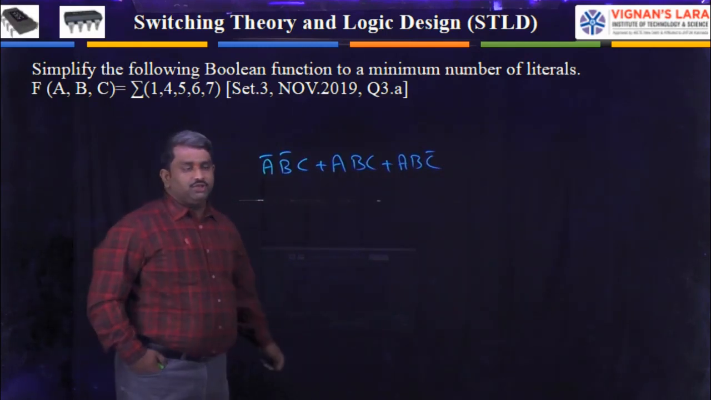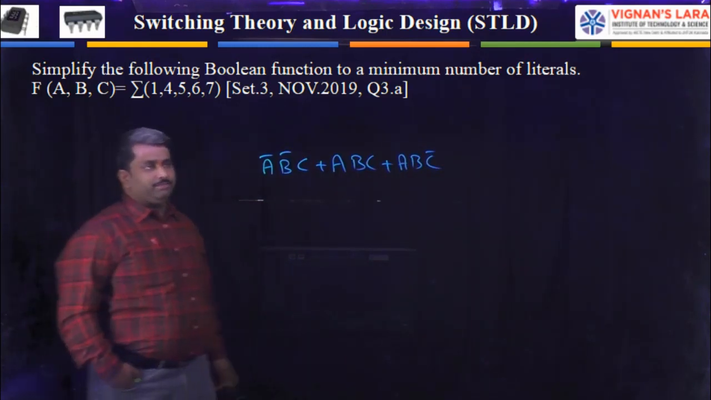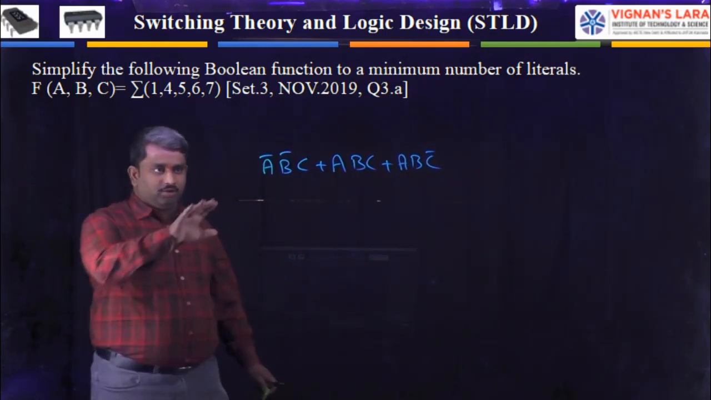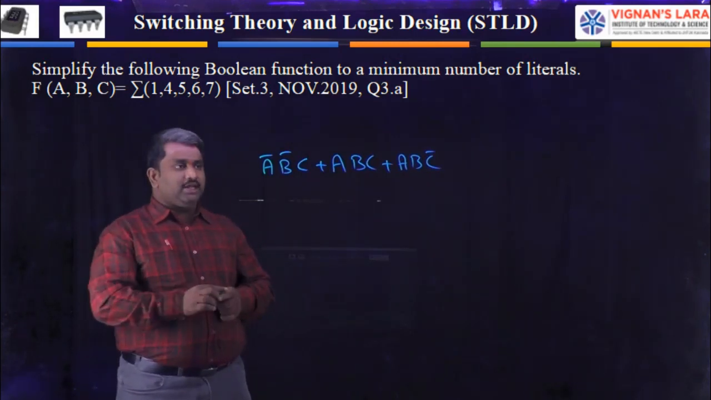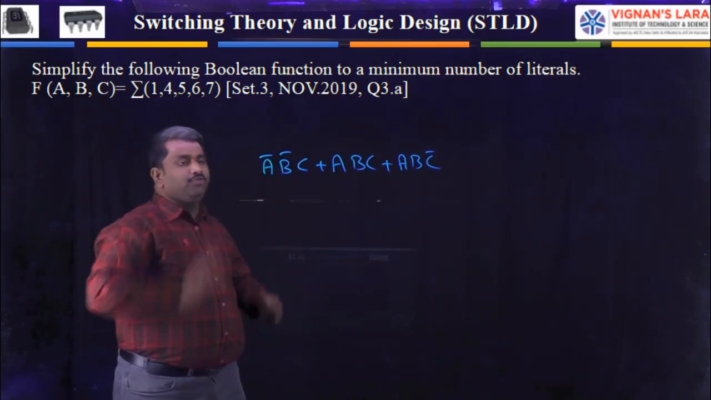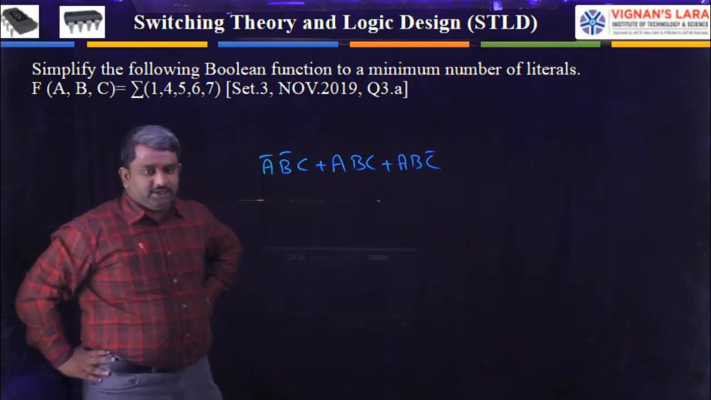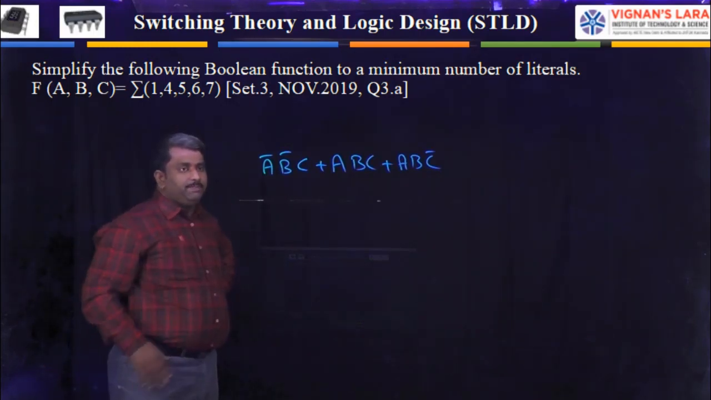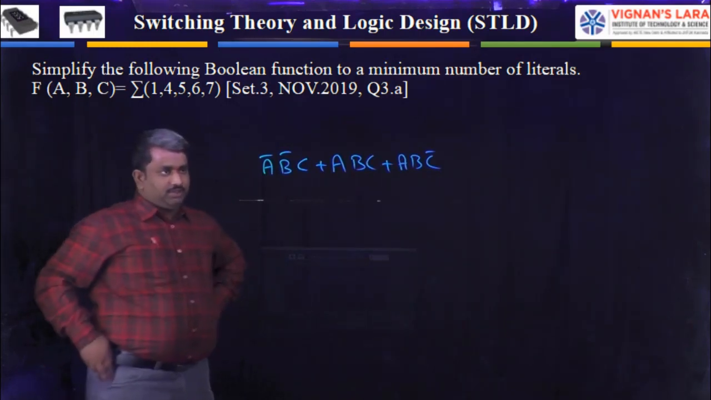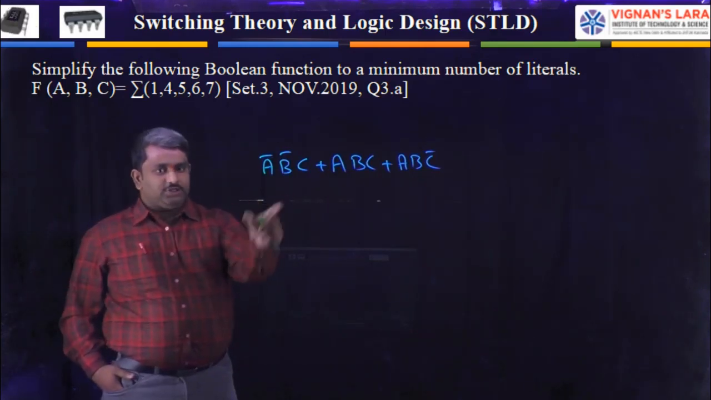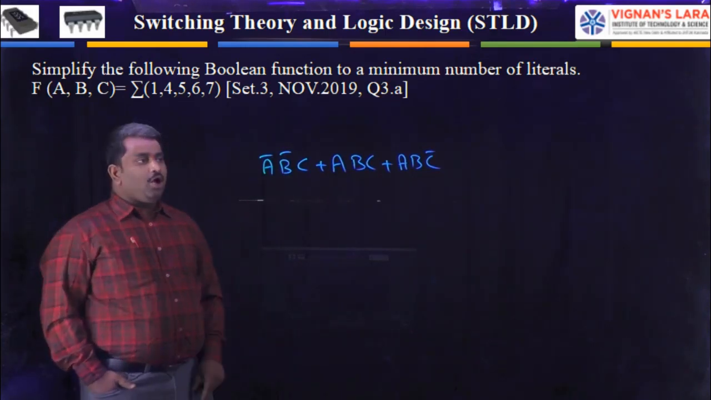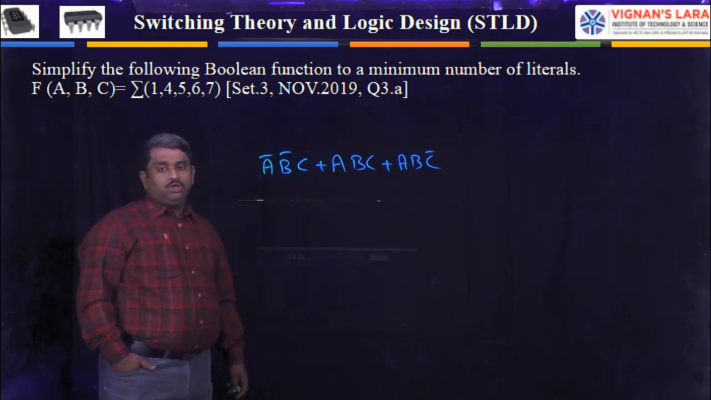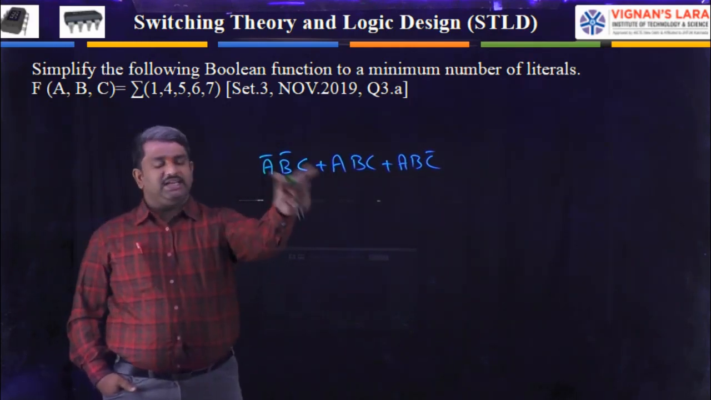In this function, how many input variables are there? Previously we saw about this problem. Yes, we know that there are 3 input variables. What are they? A, B, C. Now, in the same function, how many literals are available? The answer is 6 literals are available.